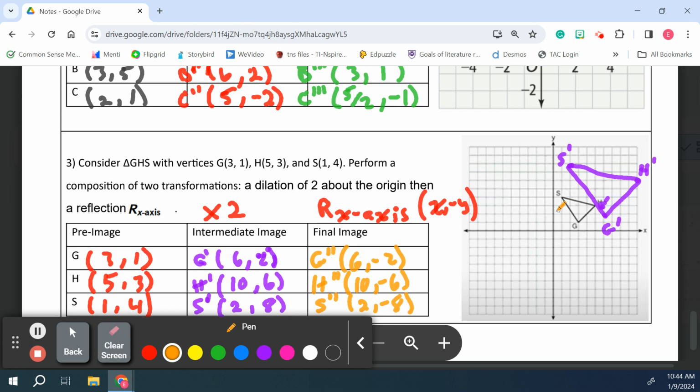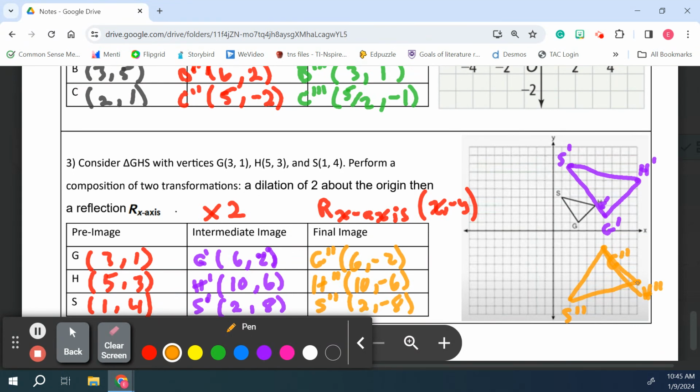So here's G double prime right there. H double prime should be right here. And then S double prime. 1, 2, 3, 4, 5, 6, 7, 8. Oops, sorry, I didn't connect, but there it is. Okay. Questions on this?